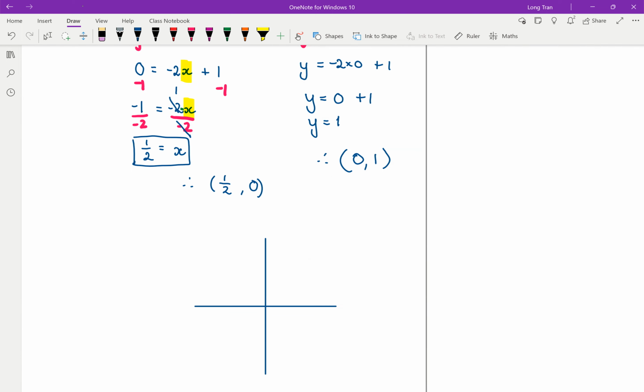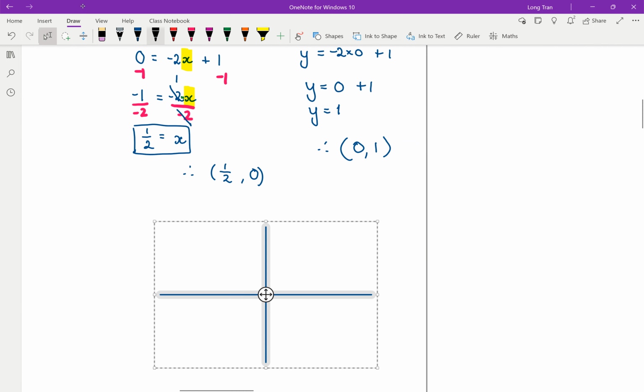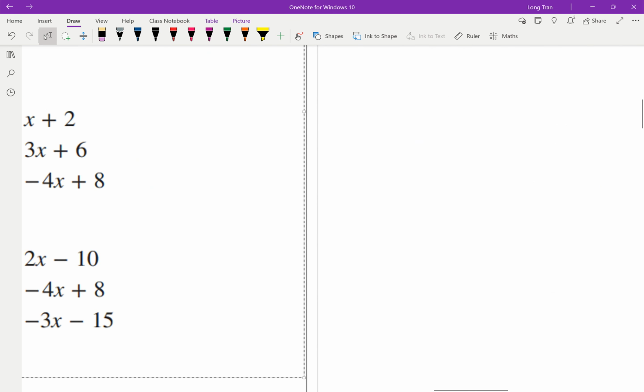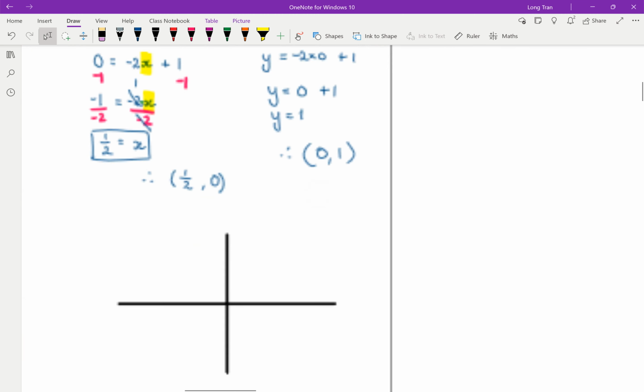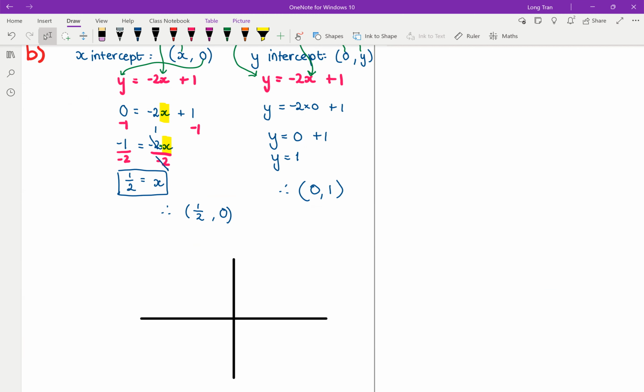So you need to rule out your axes. Okay, I'm going to rule out my axes in black. And here we go. So, what happened there? Oops. Here we go. We ruled out our axes. We've got 2 coordinates here. We've got half, 0, and 0, 1. So I'm going to label my axes.